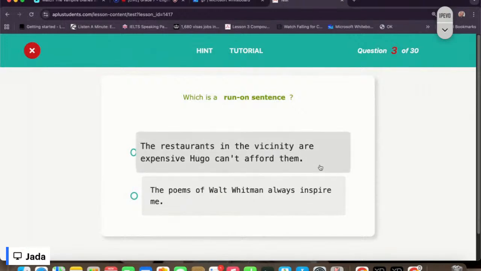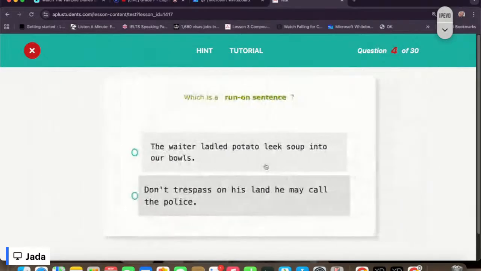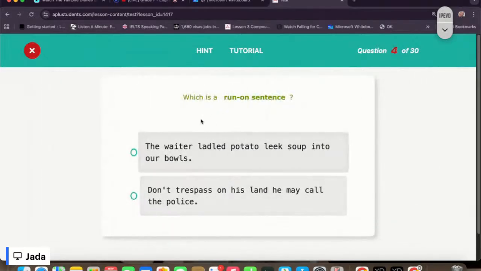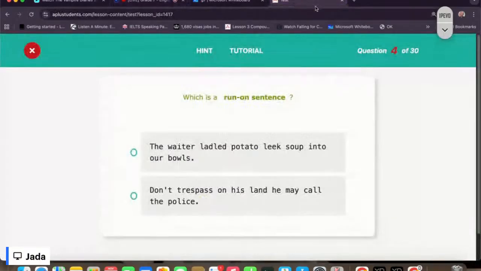So we have the restaurants in the vicinity are expensive. Hugo can't afford them. All right, so which is a run on sentence? Is it the first or the second?